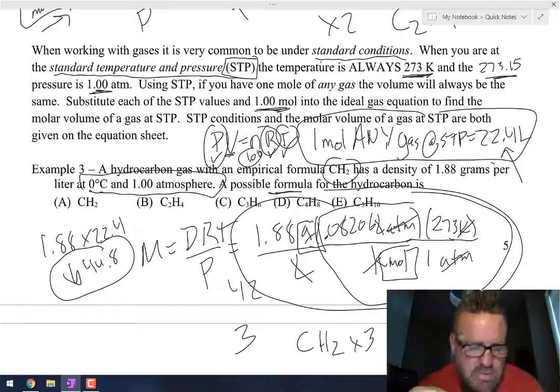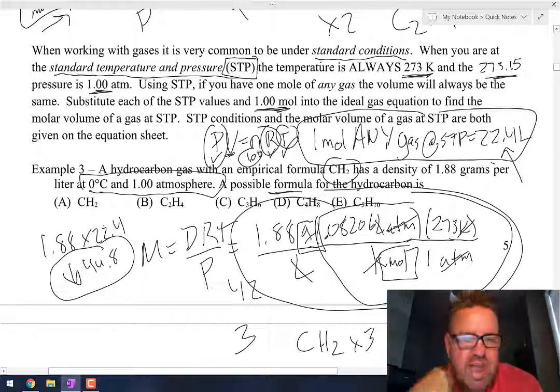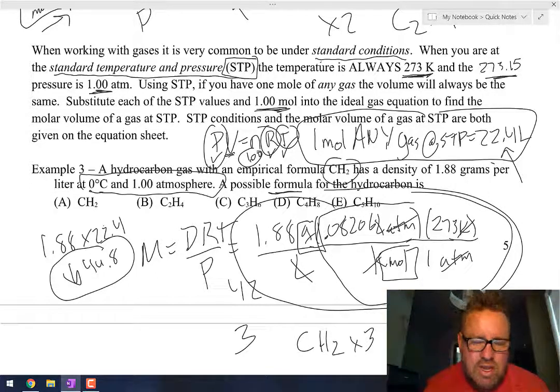And then you could still get that answer for example 3 without using PV equals nRT at all, just using 22.4. So really focus on those problems in your homework that deal with STP. Make sure you look at the worked out answers that I've done, and make sure you're understanding how to use that 22.4.